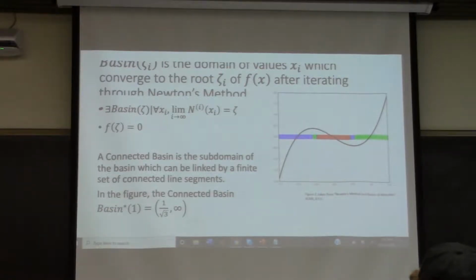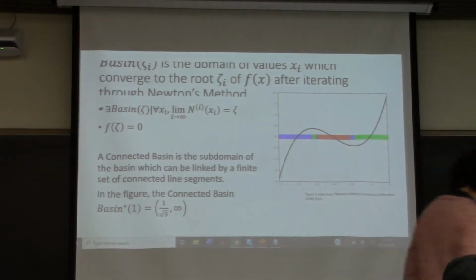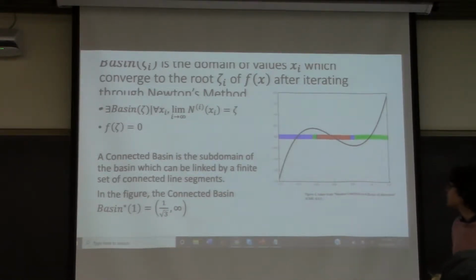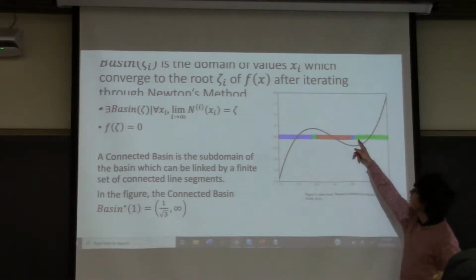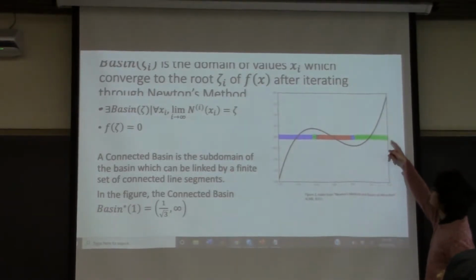Sorry for the talk. A way to characterize how to solve these and which sets go into which solutions is to talk about basins. A basin is a set which here has been color-coded green. Any point in this set will get you to this root. Like let's say you start here. It's the same as in the previous image.